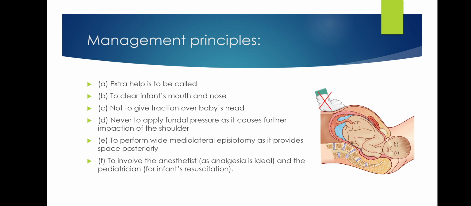So when you talk about management principles of shoulder dystocia, the first thing you need to do is call for extra help, okay? Clear the infant's mouth and nose. Do not give traction over the baby's head. And what you need to know is never to apply fundal pressure as it causes further impaction of the shoulder. Then perform a wide mediolateral episiotomy as it provides space posteriorly. I've made a separate video on episiotomy which you can check out. Then involve the anesthetist as analgesia is ideal, and the pediatrician for infant resuscitation because we just said that birth asphyxia and other complications are quite common.